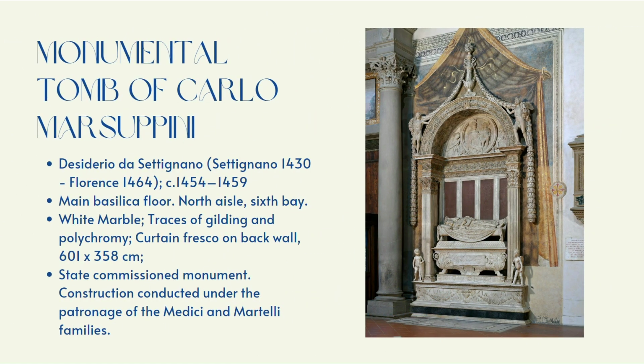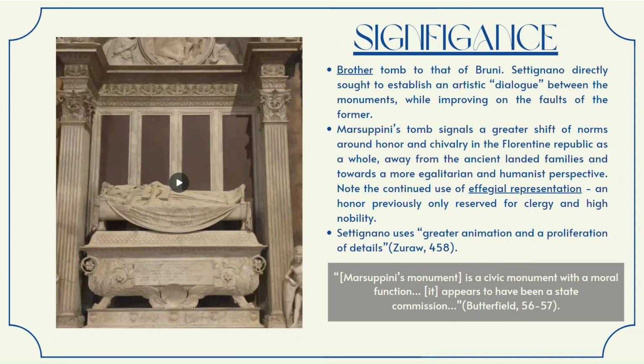Now we have the dialogue tomb, or the brother tomb, designed by Settignano in around 1440 to 1430, and it's the tomb of Carlo Marzupini. It's a state-commissioned monument, and the construction was conducted under the patronage of the Medici and Martelli families. Its significance is in that it tries to create a dialogue with the previous tomb. Settignano directly sought to establish this dialogue between the monuments while improving on the faults of the former.